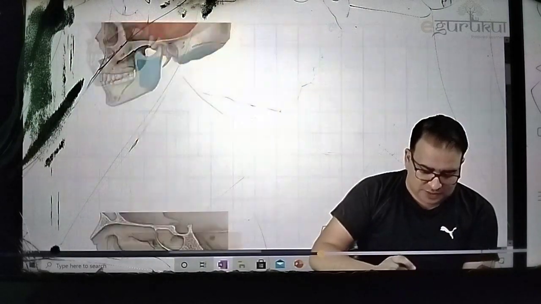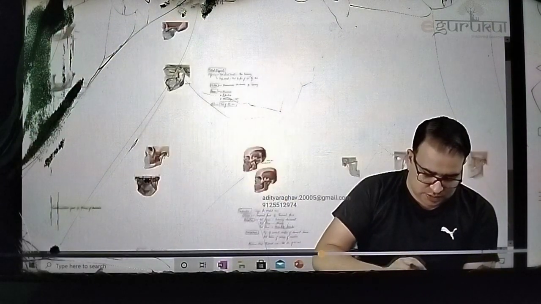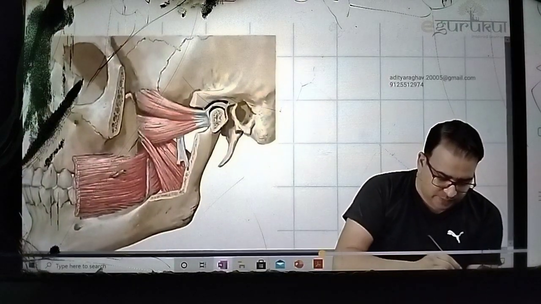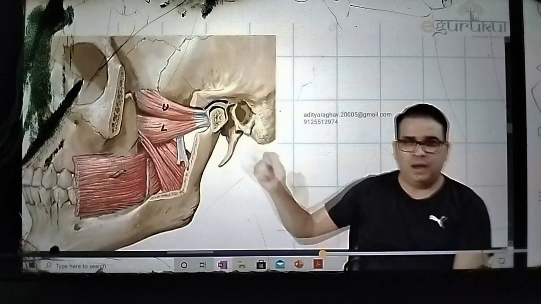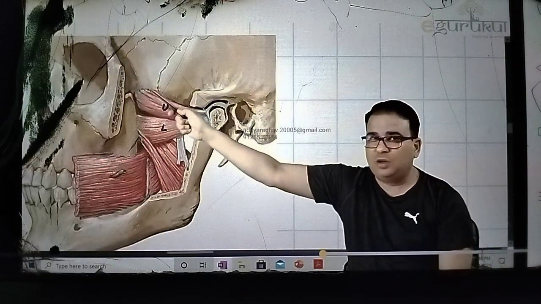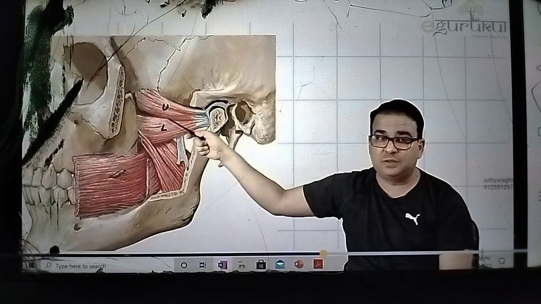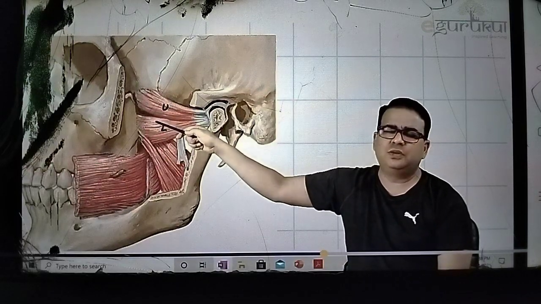Lateral pterygoid. For the lateral pterygoid muscle, let me use this picture only for lateral and medial pterygoid. How about we go with this? Lateral pterygoid muscle has two heads. Which two heads? We have an upper head and we have a lower head. Upper head origin is from where? From the crest which is present on the greater wing of sphenoid. Lower head is coming from the lateral surface of lateral pterygoid plate. I'm sorry.